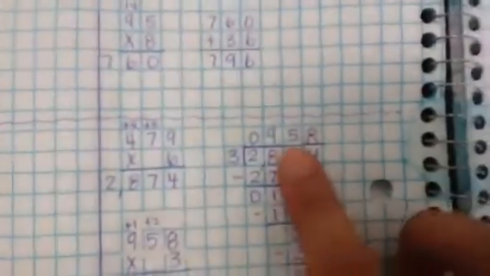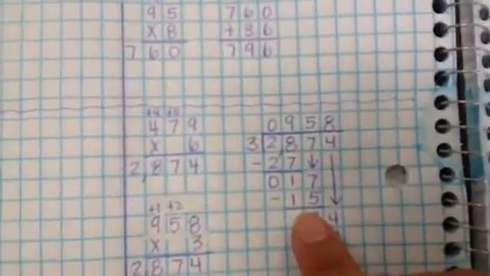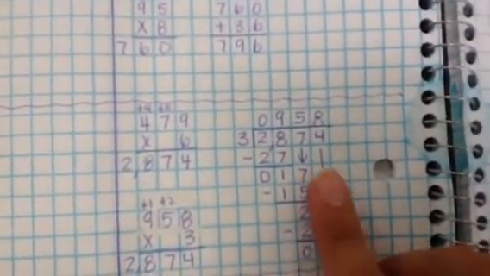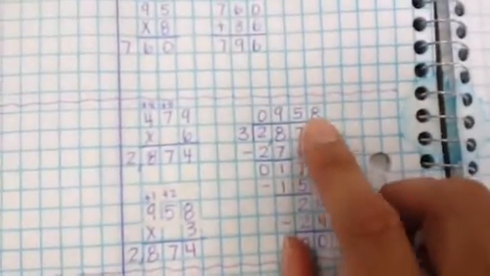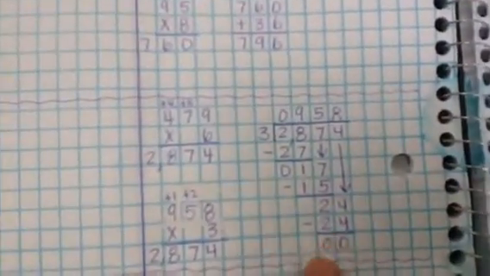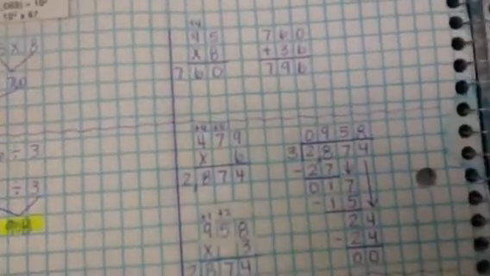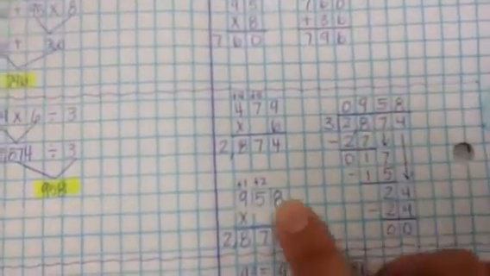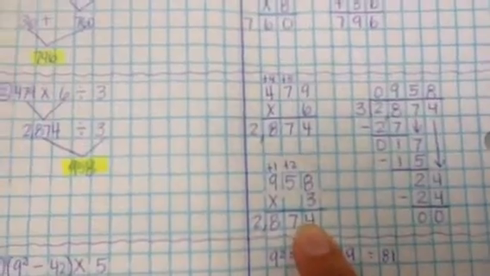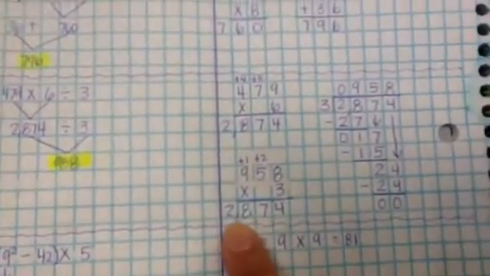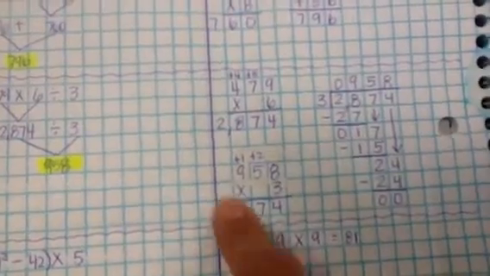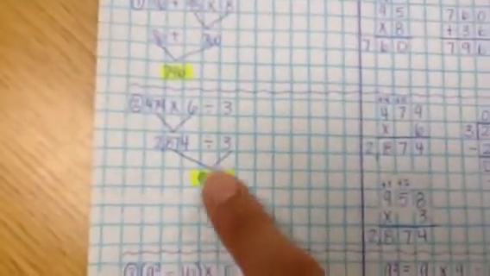5 times 3 is 15, which is right there. Subtract that. We get 7 minus 5 is 2, and then we bring down that 4 right there. 3 goes in 24 8 times. 8 times 3 is 24. We're done. No remainders on that one. So the answer is 958. And I went ahead and did the opposite operation, which is multiplication. I multiplied 958 times 3, and I got 2,874, which is what I got right there. So the answer is 958.